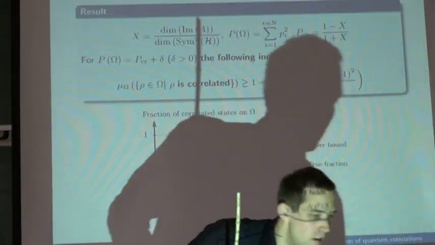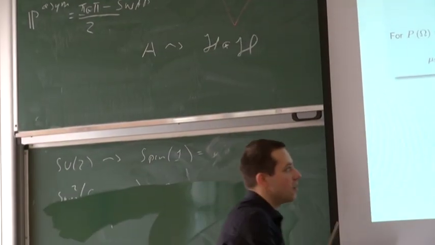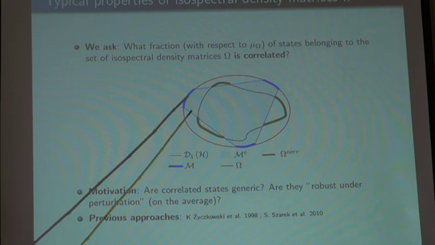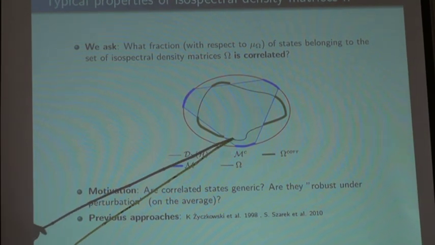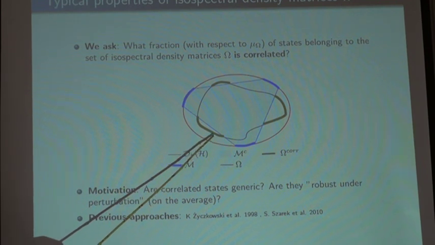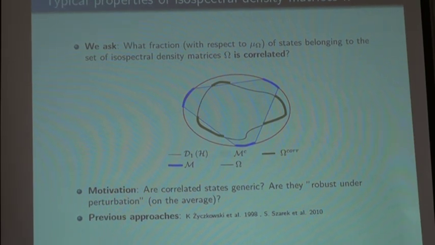What do you mean by isospectral, actually? How can the purity change? Sure. Purity is a sum of squares. I can change omega by changing its spectrum. This fraction on the plot, which is on the next slide, concerns the set of fixed omega. But I can have many omegas which have the same purity, so I have the same estimate for each of those omegas.